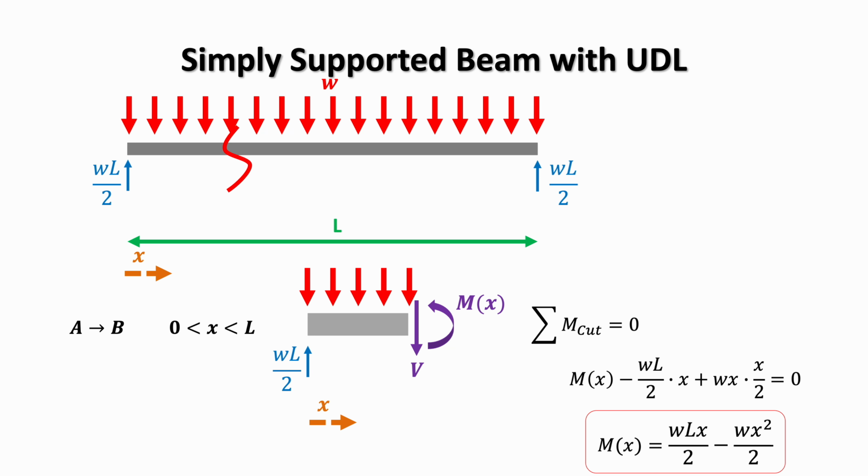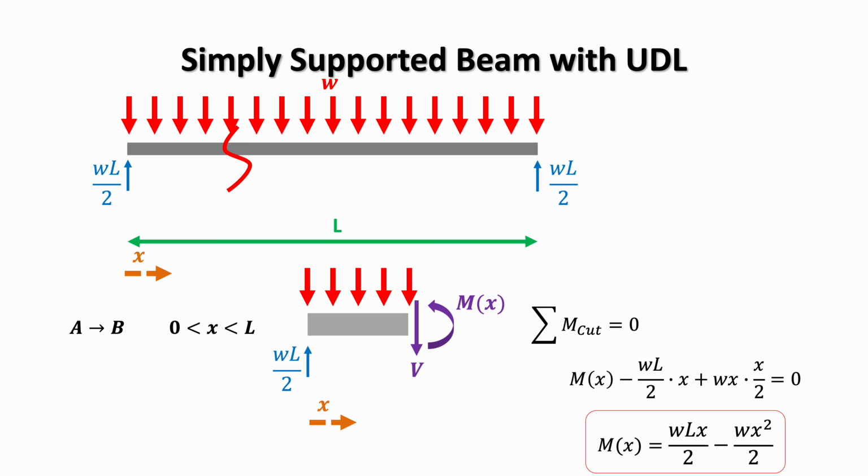Taking moments around the cut section and setting the sum of moments equal to 0, we have M, and that is the internal moment that we've just exposed, minus the reaction force, WL over 2, times the distance x to the cut, and we also have the influence of the UDL, which gives us a positive moment. The force from the UDL is W times x, and the distance from the centroid of that small rectangular portion of the UDL is x over 2. And all that has to equal 0. If we isolate the moment, we get that the moment is WLx over 2 minus Wx squared over 2.